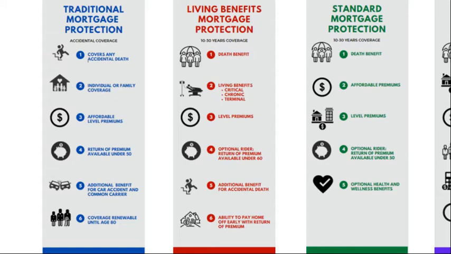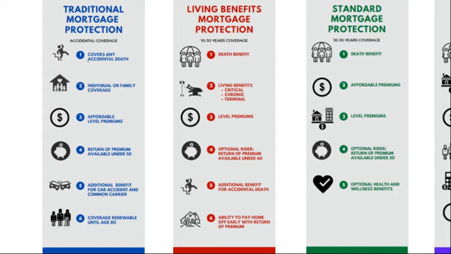Now, standard mortgage protection. Standard mortgage protection would be your straight term coverage. This is going to be anywhere from 10 to 30 years of coverage. Again, death benefit, affordable premiums, level premiums.